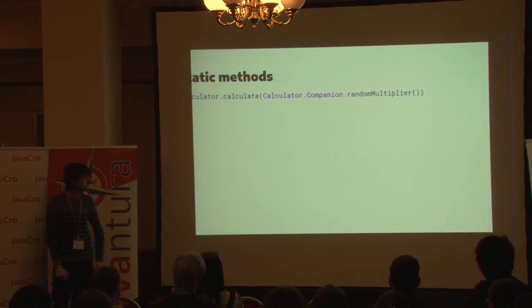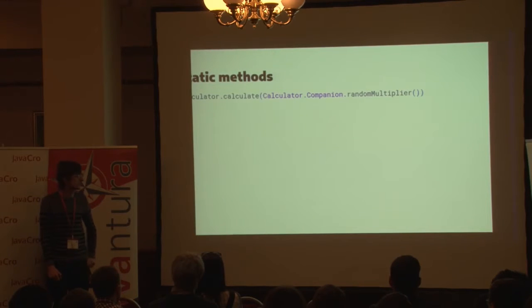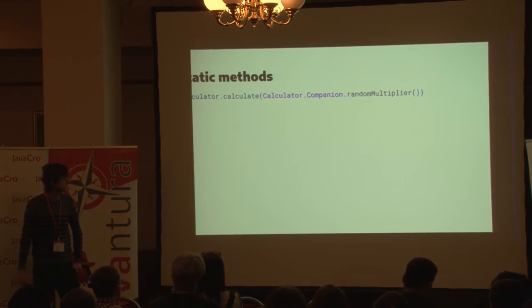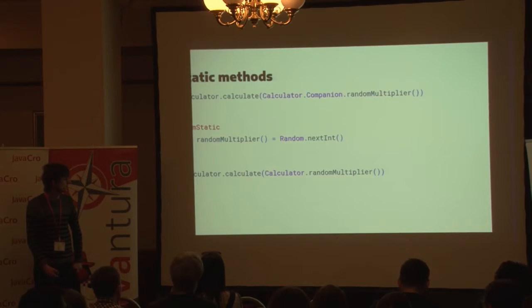And since Java doesn't have static methods, we usually just use companion objects to achieve something similar, but when calling it from Java, you have this weird syntax where you have to say calculator.companion, but you can take care of that by just adding the JvmStatic annotation. And after doing that, you can just call it as expected without the companion part.